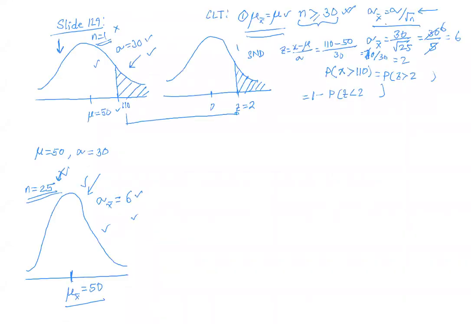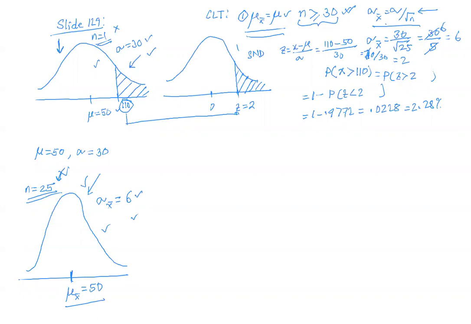So let's go ahead and bring that back. It's going to be 1 minus 0.9772, which is equal to 0.0228, or there is a 2.28% chance that a randomly selected person would spend more than 110 minutes on social media.